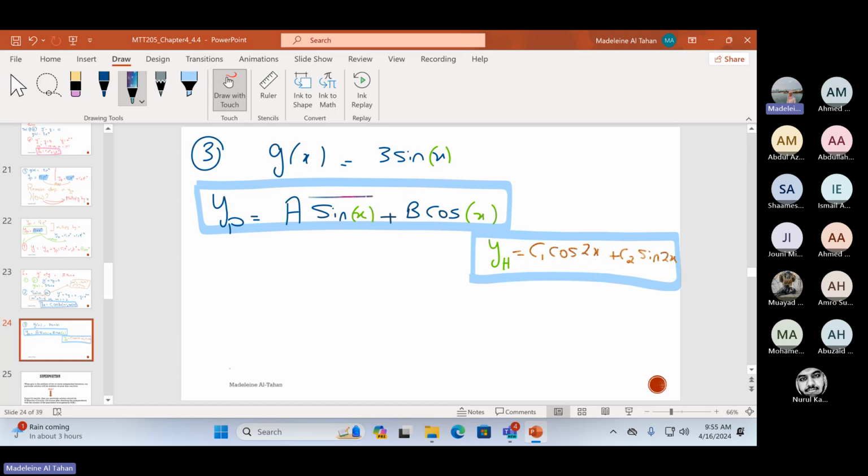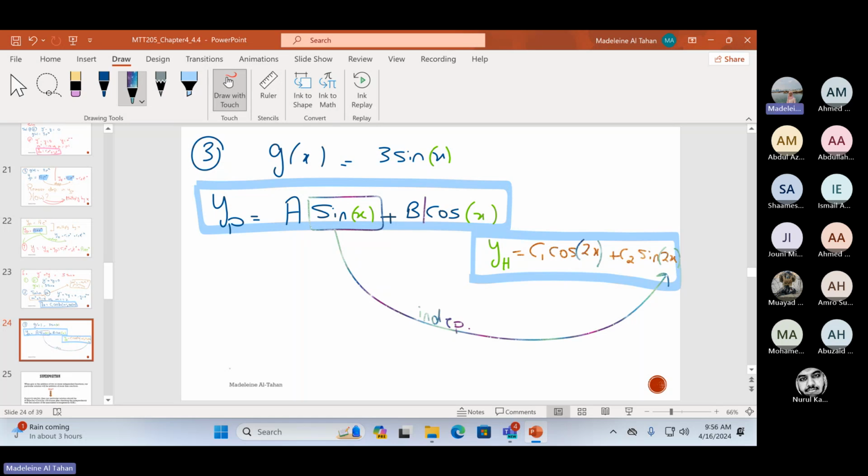What do we have here? Sine x. Do we have here sine x? Miss, remember, dependency or independency, it should be the same angle. Do we have sine with the same angle in YH? No. Okay, so what do we say about that? Independent.